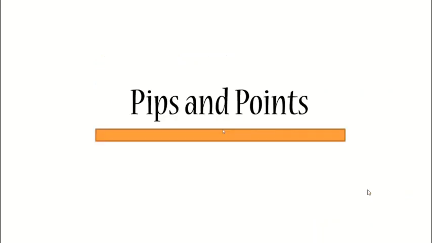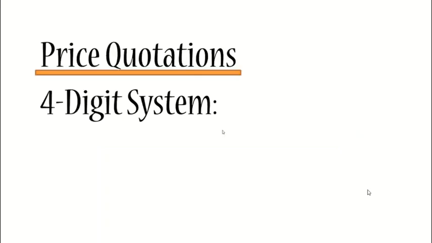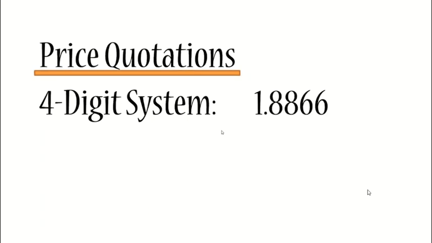Now pips and points are basically the same thing, but they're defined differently in different situations. So let's see what a pip is. Let's use the 4-digit system because our price quotation is using a 4-digit system. So what's a 4-digit system? A 4-digit system is basically when your quoted price, the price appearing on the right hand side of your graph, has 4 digits after the decimal, or 4 digits after the comma. Sometimes it can have 5.